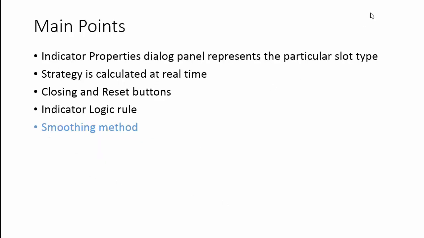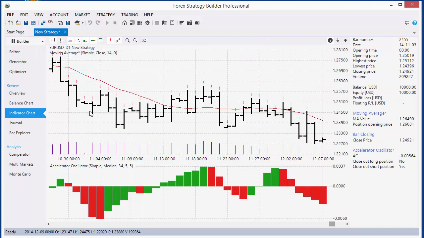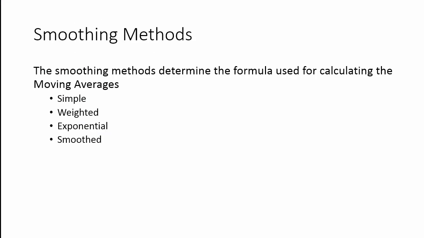The next is the smoothing method. Most of the indicators use moving averages or different kinds of averaging, and these moving averages can be calculated in several ways. For example, Forex Strategy Builder uses four formulas for calculating moving averages. These are standard formulas. You can find more information on the net. I am not going into details here. The formulas are simple, weighted, exponential, and smoothed moving average.